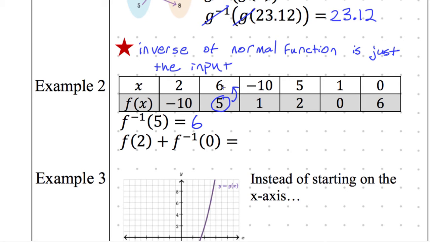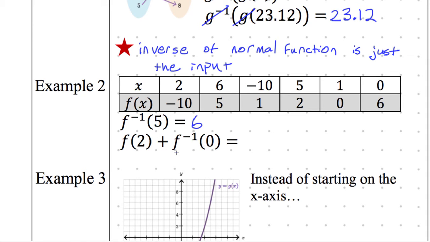Let's try a harder one. All right, I need to evaluate f of 2 plus the inverse of f of 0. So you need to evaluate both of these. This one is going forwards, this one is going backwards. We're adding those two outputs.